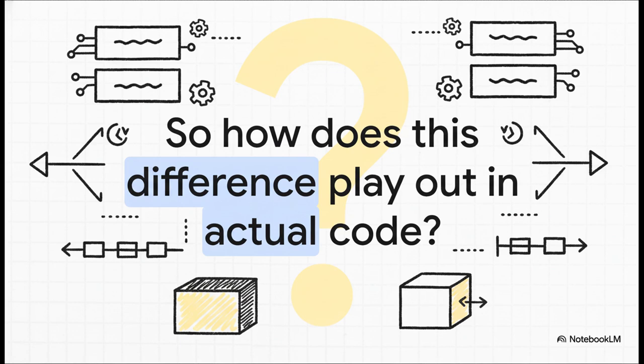All right, so analogies are great and all, but the real proof is in the pudding, right? Let's see how this actually plays out in code. We'll take a super simple 2-line example and watch how these two operators create completely different results.